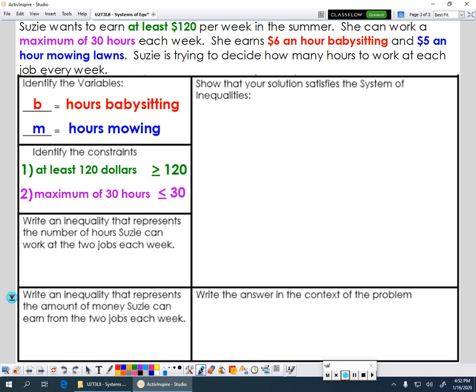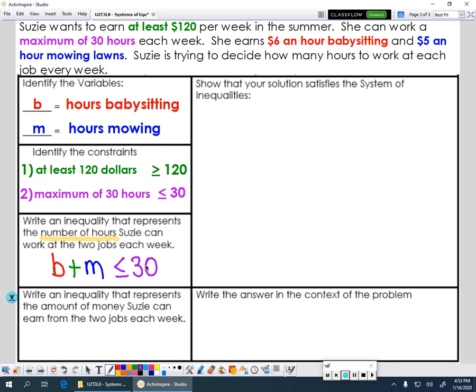So now that we know those two constraints, we're ready to write our inequalities. The first box here tells me we want to write an inequality that represents the number of hours that Susie can work. So when we're thinking about this, she's going to spend some number of hours babysitting and some number of hours mowing the grass. So B represents our hours babysitting, and M represents our hours mowing grass. And we're going to add those two things together because she's going to do both jobs. Now our constraint here for our hours is she can only work a maximum of 30. So the babysitting and the mowing the grass have to be less than or equal to 30 hours.